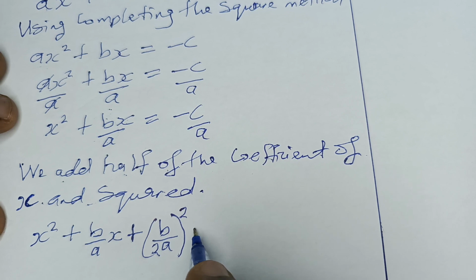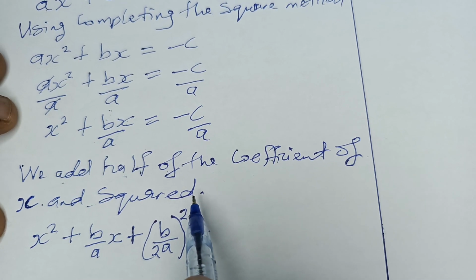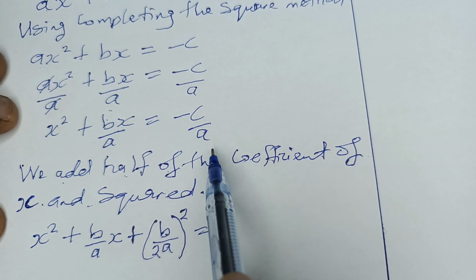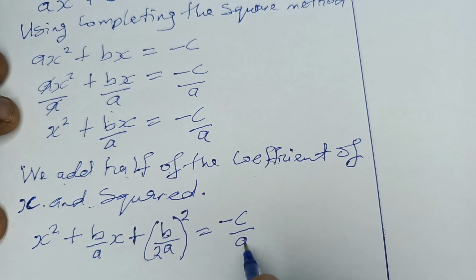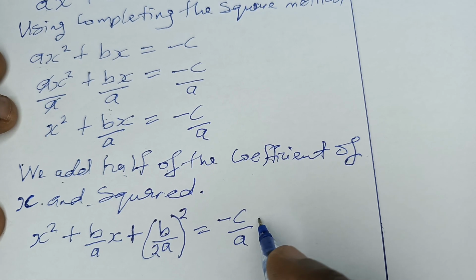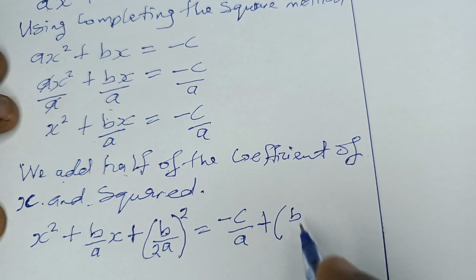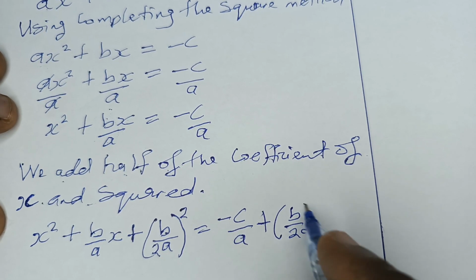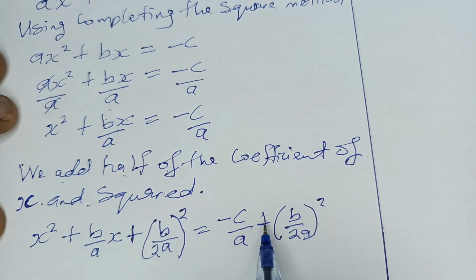Is equal to, we have to do the same thing to both sides. What we do here, we do to the other side. And initially we have minus c over a on the other side. So it means minus c over a. So we have to add this also. Adding that, it will be plus b over 2a also squared. So we are doing the same thing to both sides.